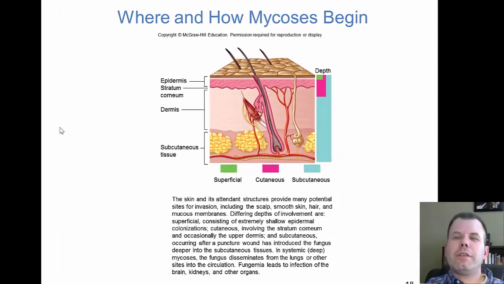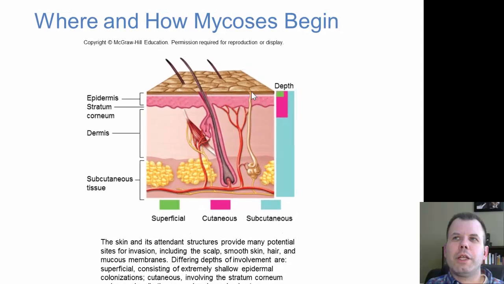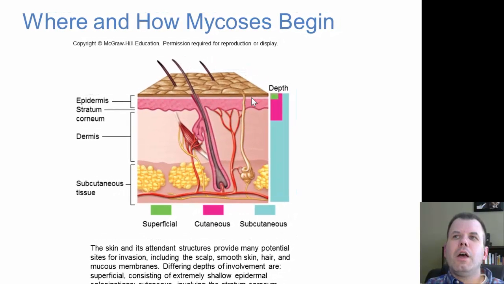Now, when we look at how mycoses begin, typically most of them are going to be superficial, meaning in the upper layer of the skin. Some do become cutaneous, and again, that can be the epidermis and then get into the layers of the dermis, the upper layers of the dermis.